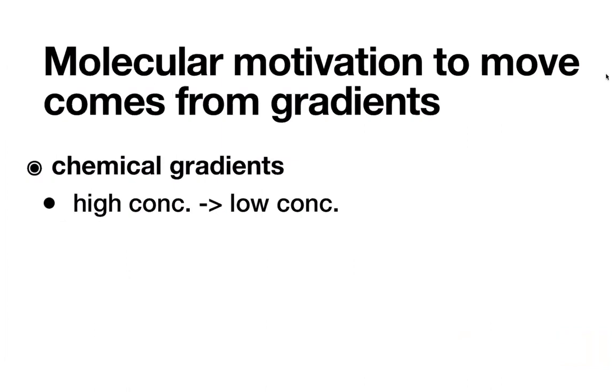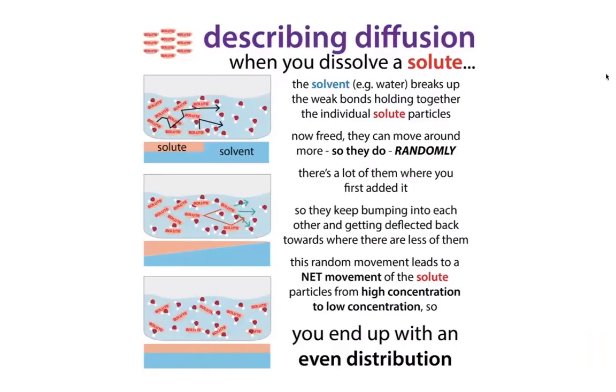But first, let's think about what would make it favorable or unfavorable for something to move through a membrane. Basically, the molecular motivation to move comes from gradients. There are a few different types of gradients that we could talk about. We can refer to chemical gradients, in which case we have things moving from high concentration to low concentration. And this is happening basically via diffusion.